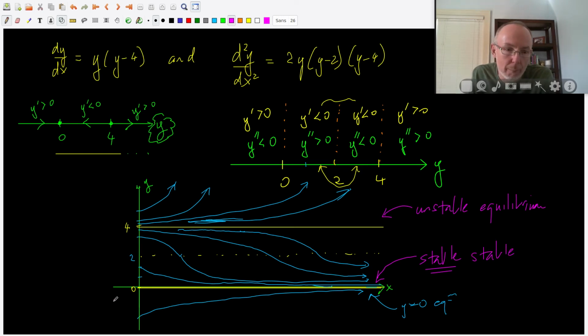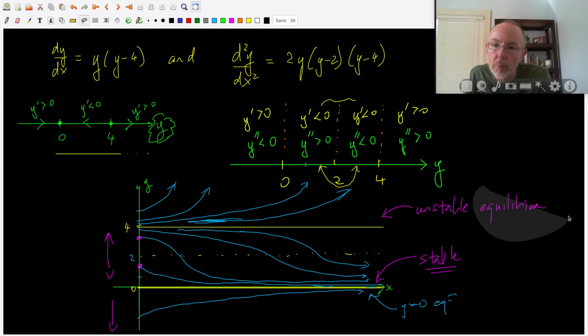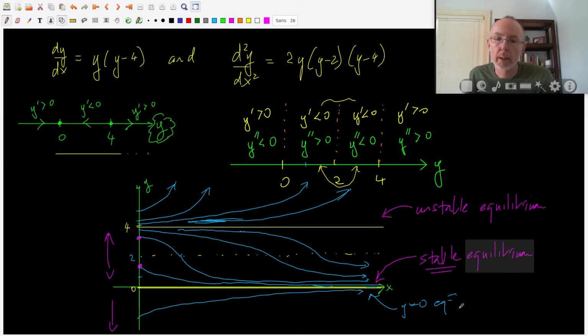And by close, I mean anything less than 0 is going to eventually head towards 0, and anything between 0 and 4 as a starting point, when x equals 0, is eventually going to head towards the equilibrium value at y equals 0. So y equals 0 is a stable equilibrium, and y equals 4 is an unstable equilibrium.